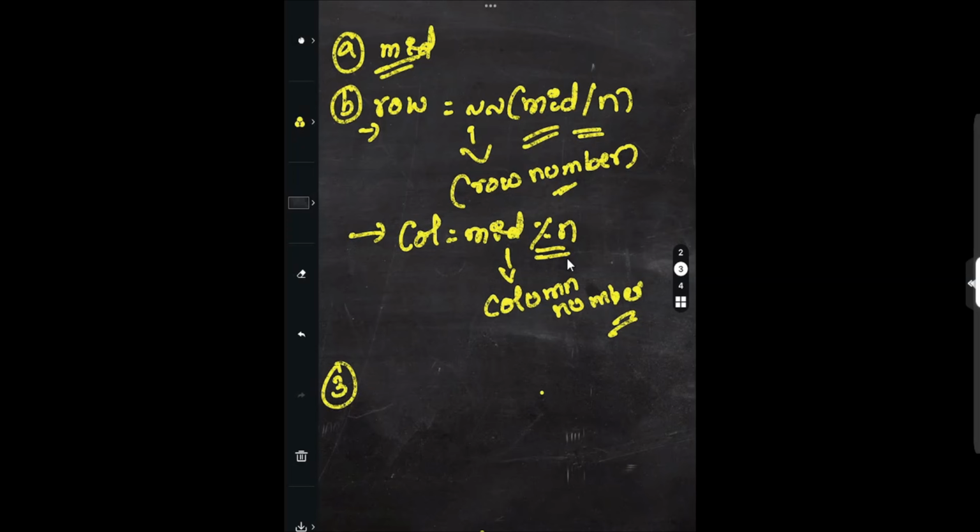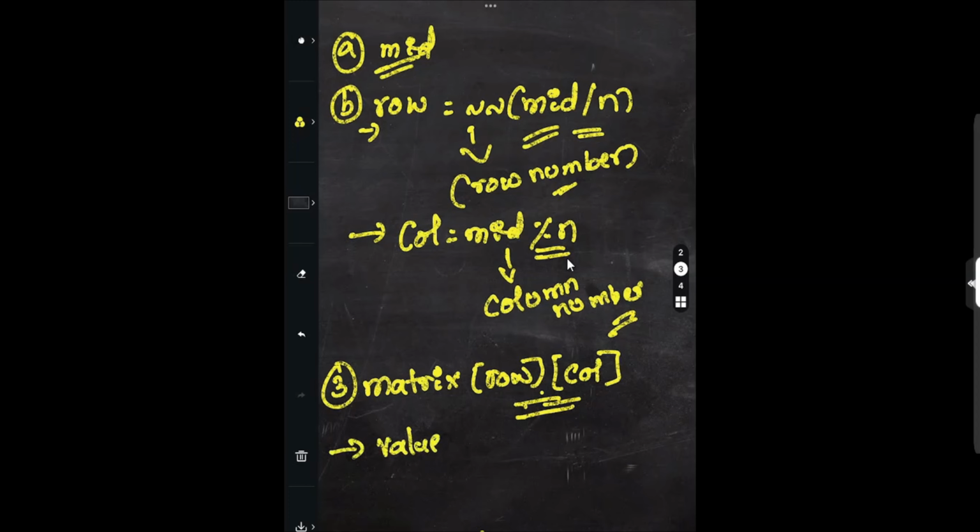We will compare the value at matrix of row and column with the target. This is simple, right? This is pure binary search. So if the value matches, then we will return true.